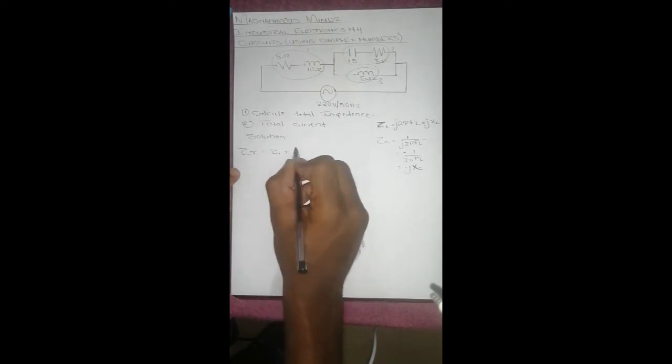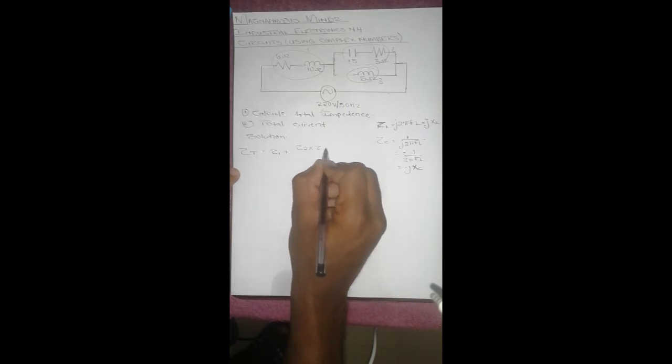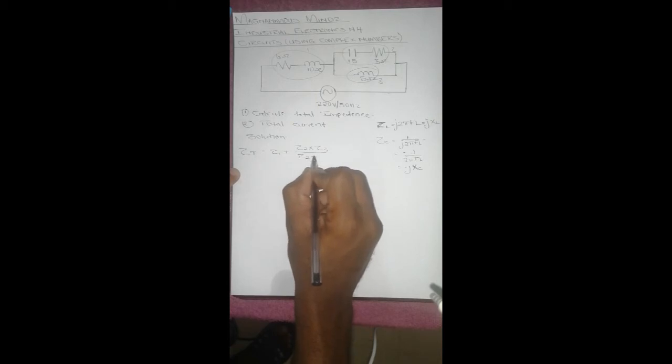With this, if we consider the first branch, the second branch, and the third branch, we realize that the second and the third branch are in parallel, and their total is in series with the first one. So to calculate that, we are going to say ZT equals Z1 plus Z2 times Z3 over Z2 plus Z3.